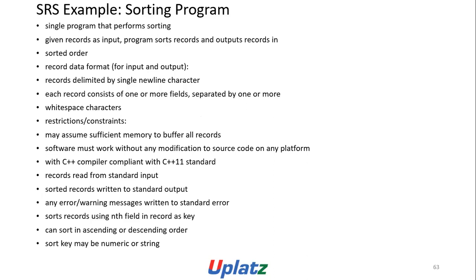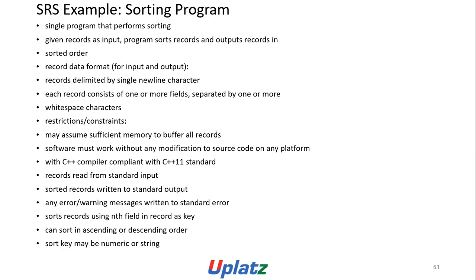SRS example: sorting program. A single program that performs sorting. Given records as input, the program sorts records and outputs records in sorted order. Record data format for input-output: each record is delimited by a single newline character. Each record consists of one or more fields separated by one or more white space characters. Restriction constraints: may assume sufficient memory to buffer all records.